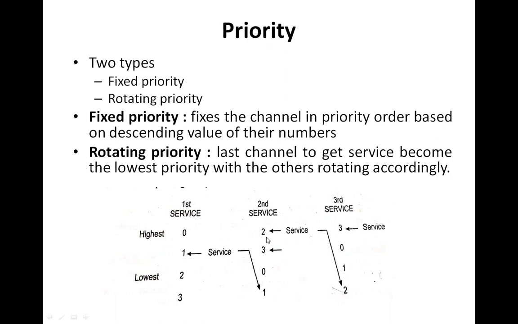But then suppose 2 is serviced at the second service point. Then 2 will become the lowest priority and 3 will become the highest, followed by 0, 1, and 2. While entertaining the services of channel 1 in the first service, it will not entertain any request from 0, 2, and 3. But once the service of 1 is over, it will have the lowest priority.